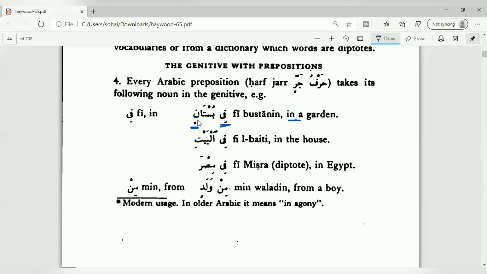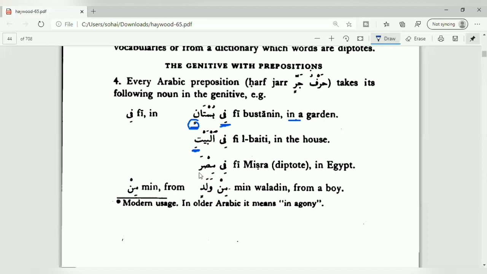Bustanin, fi bustanin. Okay. The second example, in the house. Again, fi means in, is a preposition, hence is taking its following noun into a genitive state. Fil bayti, and it obviously has one kasra instead of tanween because it's definite.